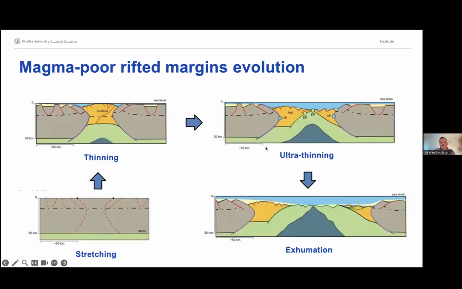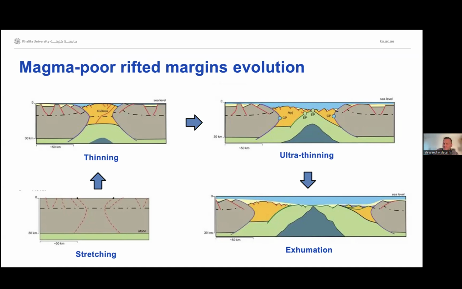This is a classical schema that I contributed to develop. It started with Gianreto Manatschal and co-authors, and I contributed to work out this kind of schema for the extension of magma-poor rifted margins. And in the next slide, we're going to see what the contribution of the field was to define this specific schema. If you want, you can call it a model. In reality, this is scaleless, okay? So it's more a conceptual schema.